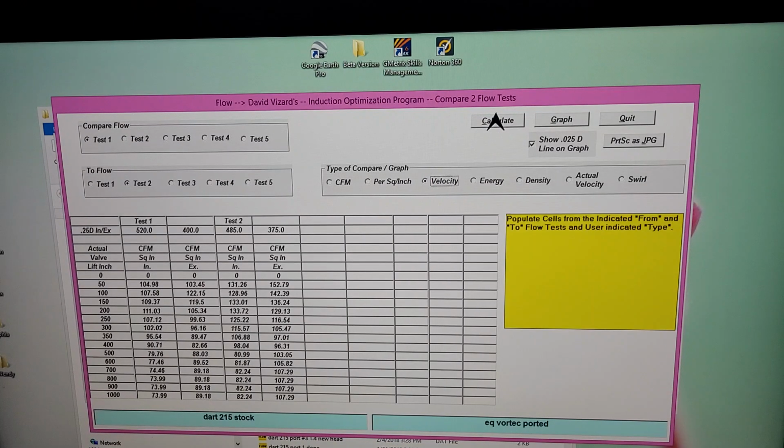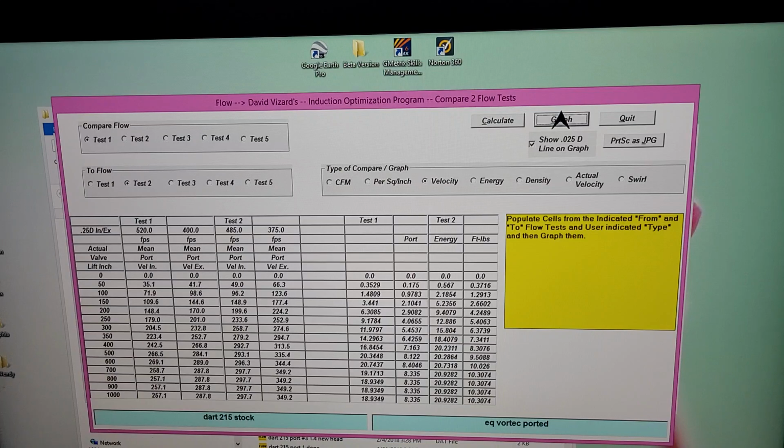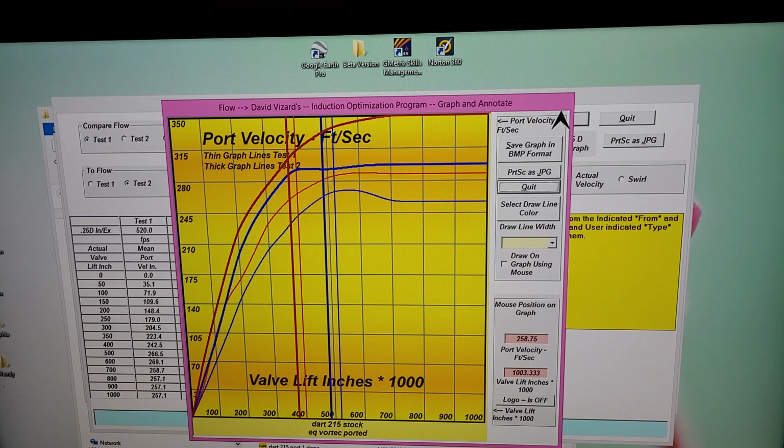Now, he's got velocity. Port velocity is obviously really important. The rule of thumb is you'd like your ports to be about 300 feet per second. It's a round number. That was originally, I can't think of his name. This guy did airplane engines. He wrote a lot of books on airplane engines and so forth. I can't think of his name.